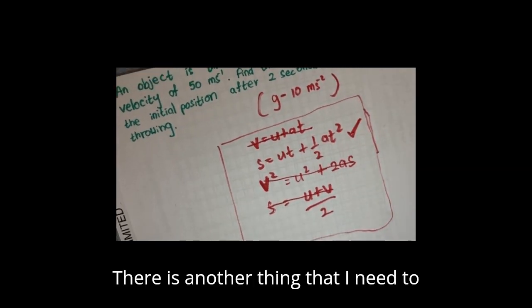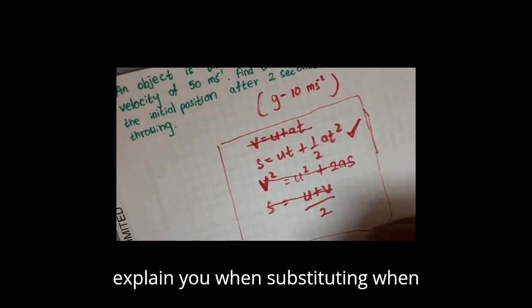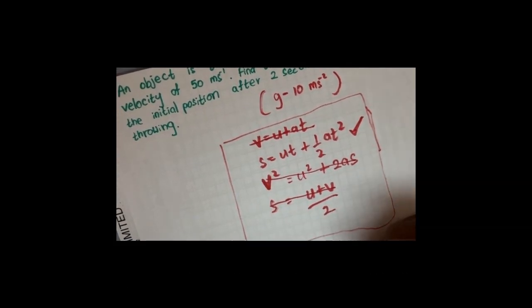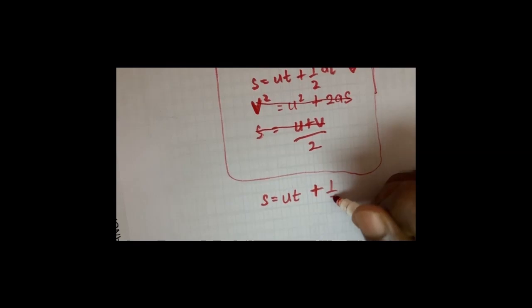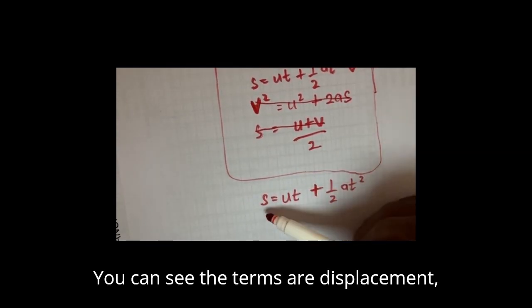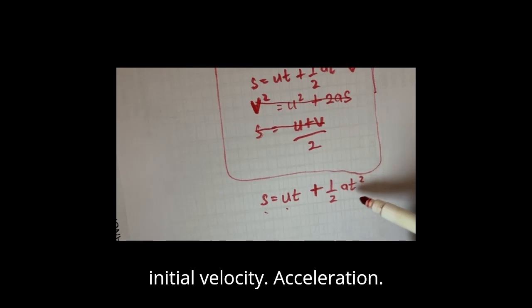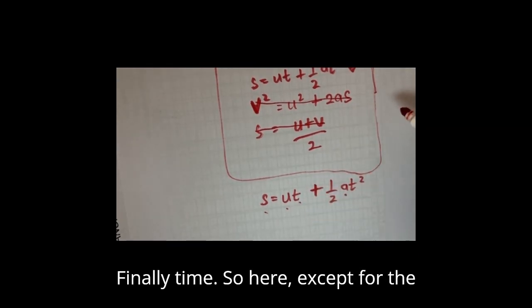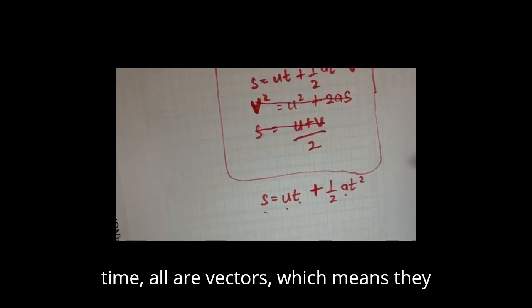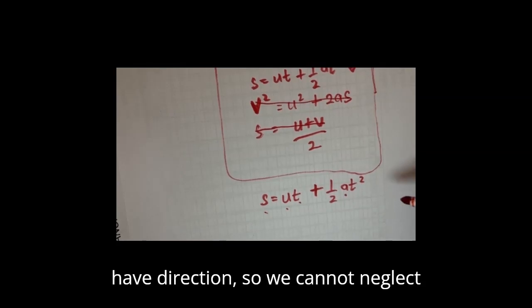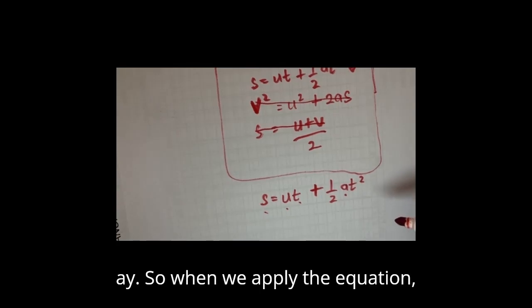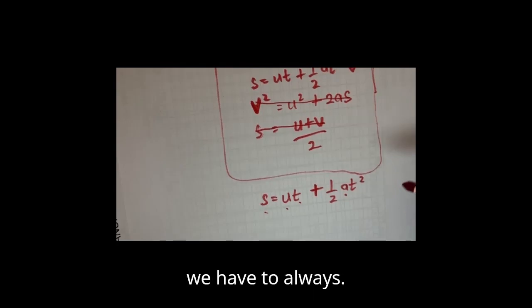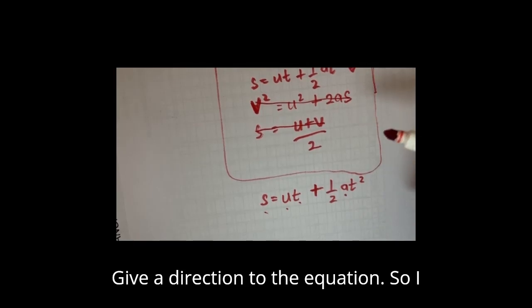There's another thing that I need to explain when applying the equation. You can see the terms are displacement, initial velocity, acceleration, and finally time. So except for the time, all are vectors, which means they have a direction. So we cannot neglect their direction at any particular point. So when we apply the equation, we always have to give a direction to the equation. So I'll explain it here.